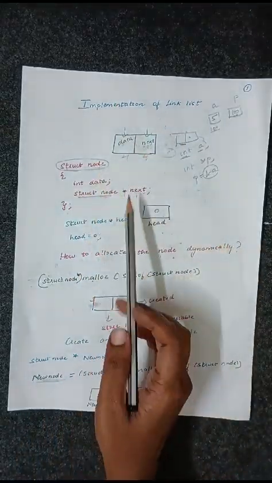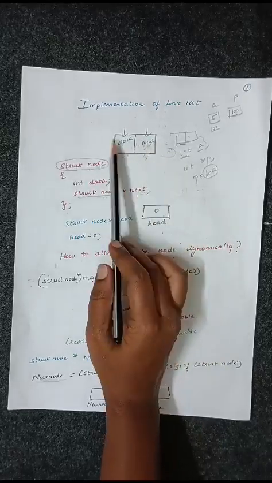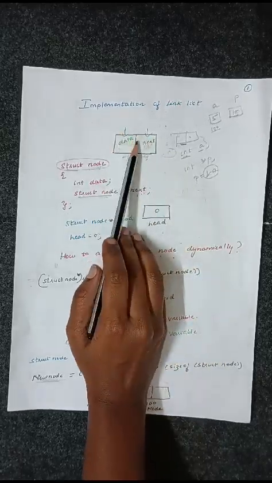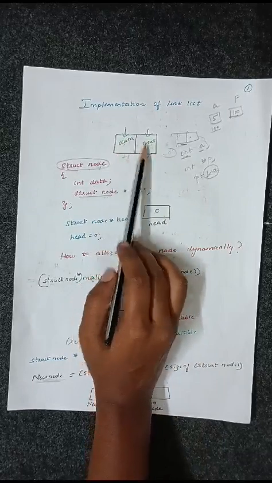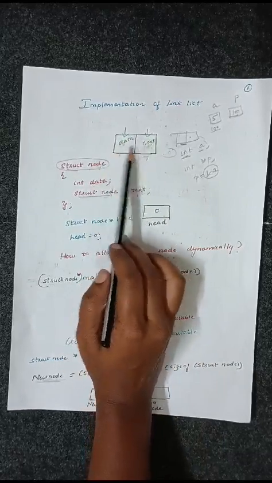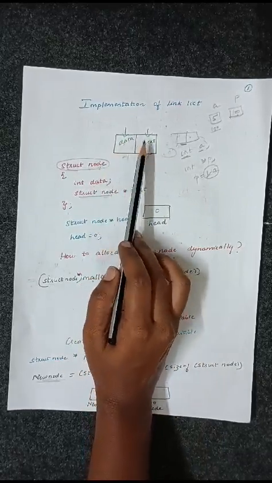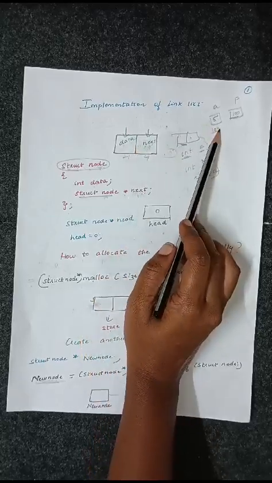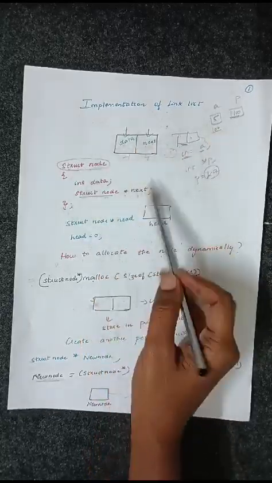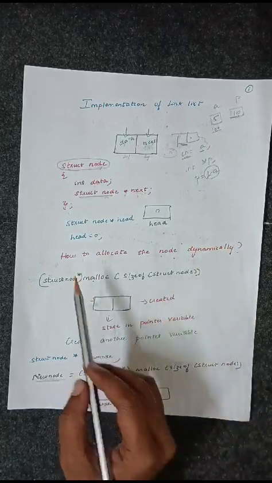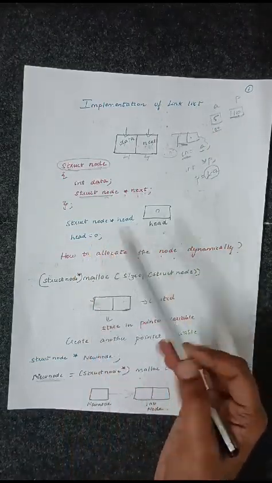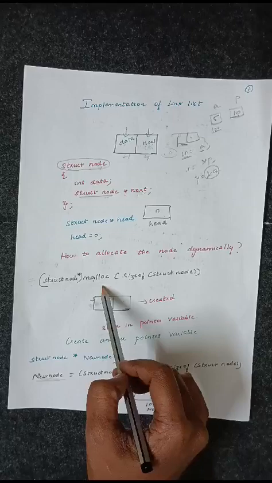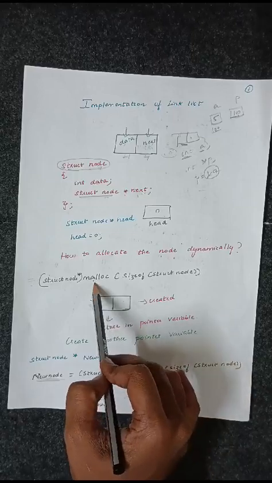Now we have not created a node yet. We have just learned how to use a structure to create a node, but we have not created the node dynamically in memory. So how to create the node dynamically in memory? What is the syntax for creating memory dynamically? It is using the malloc or calloc function. Here we are going to use the malloc function.